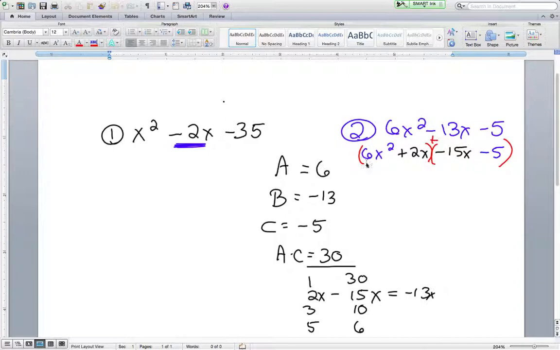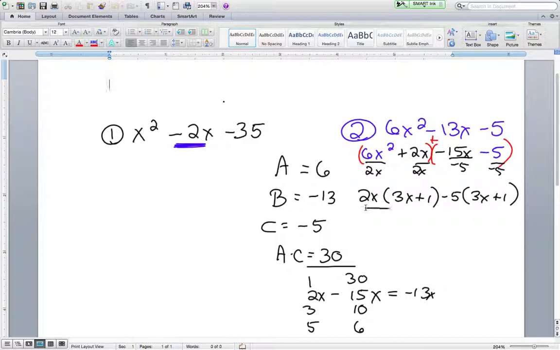And so now I'm going to factor out a 2x. Factor out a 2x there, and I'll get a 2x times the quantity of 3x plus 1. And I'm going to factor out a negative 5 and a negative 5. And I'm going to get a 3x plus 1.